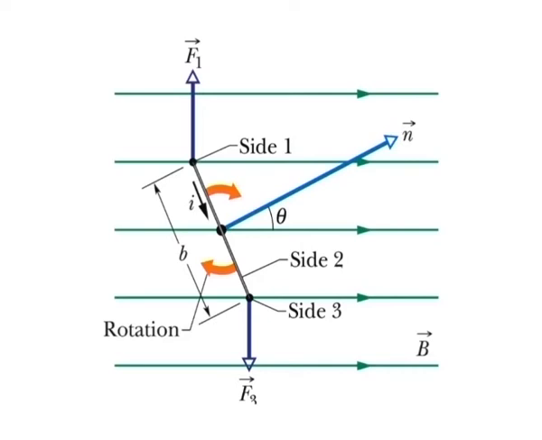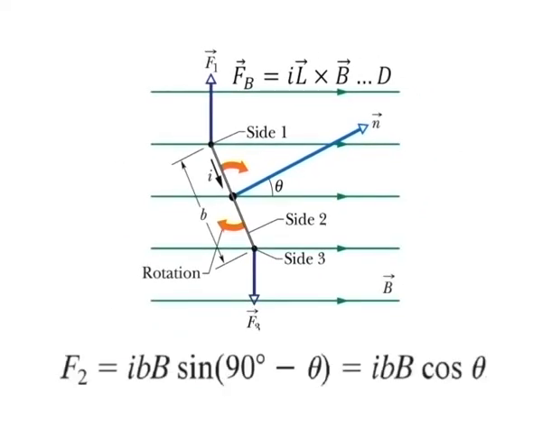The net force on the loop is the vector sum of the forces acting on its four sides. For side 2, the length vector in equation D points in the direction of the current and has magnitude b. The angle between the length vector and the magnetic field for side 2 is 90 degrees minus theta. Thus, the magnitude of the force acting on this side is F2 = IB sin(90 degrees - theta), which is equal to IB cos theta.